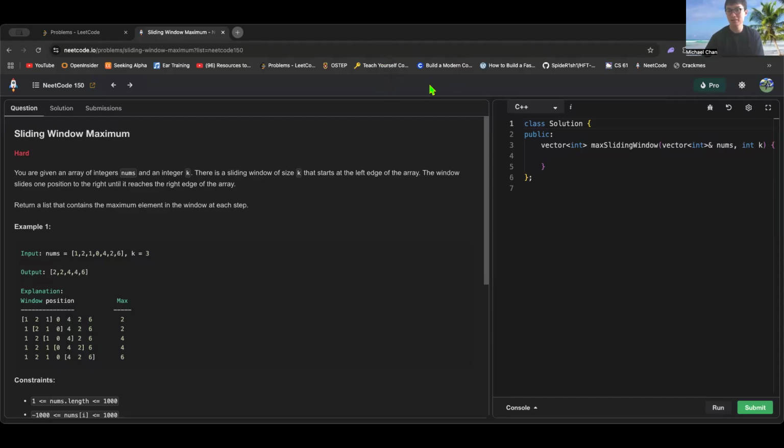All right, lads, back at it again. It's June 16th, almost 2 p.m. This is the one that we did yesterday, sliding window maximum.